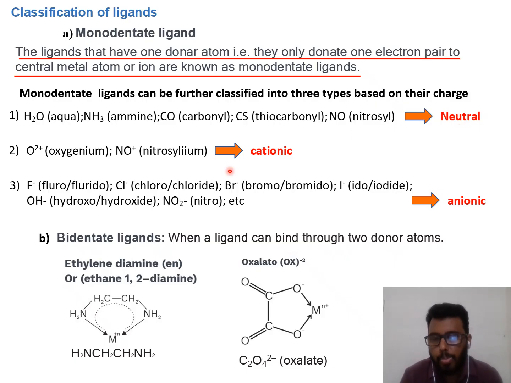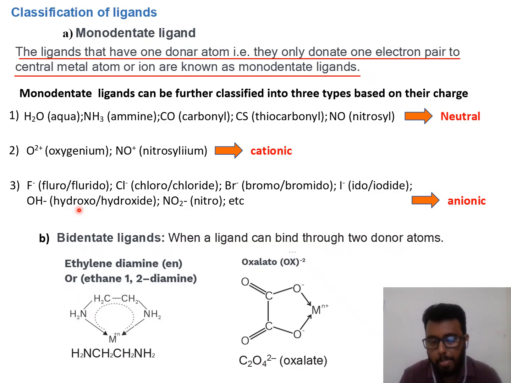And let's see the other ones. What would be the other types then? Cationic and anionic. Cationic means the ligand has a positive charge. If it has a negative charge, that is called anionic. So oxygen with 2 plus charge is oxygenium. Nitroso group with the plus charge is nitrosylium. So these are 2 examples of cationic ligands.